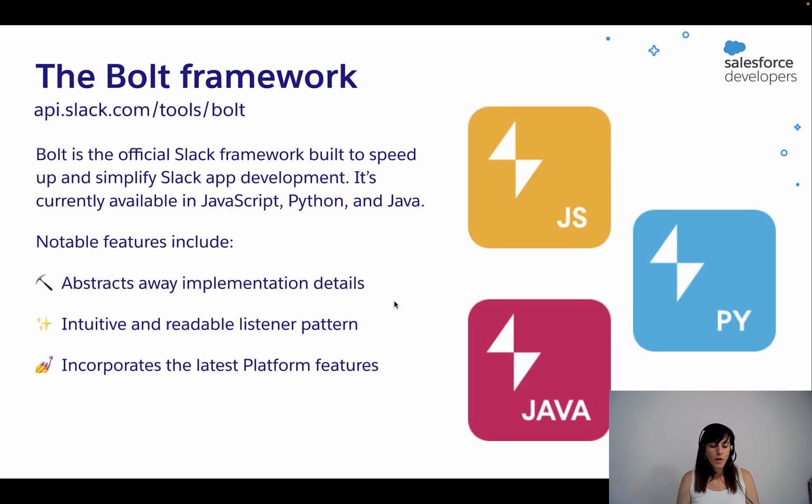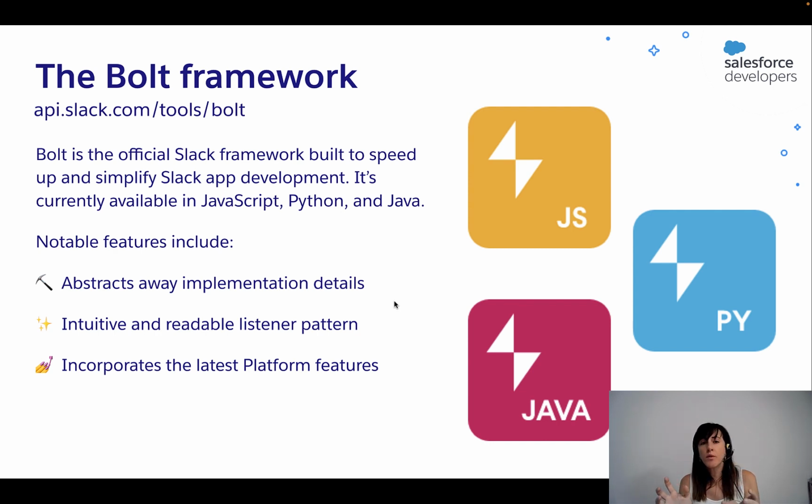So we could implement these interactions with these APIs directly, from scratch. But Slack gives us something called the Bolt framework that makes this much easier. The Bolt framework is implemented in three different languages. You can use it in JavaScript, Python, and Java.